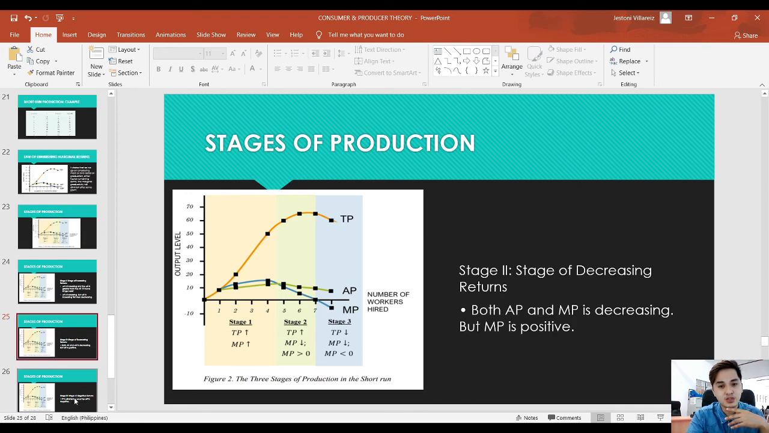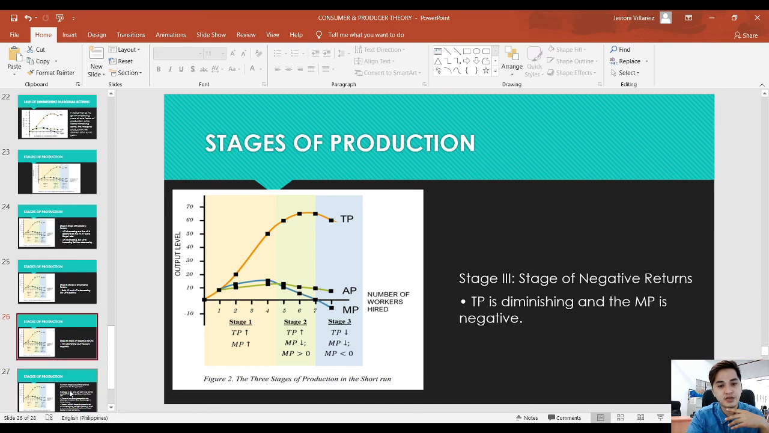Now at stage 2, our total productivity is slowly increasing until it reaches its maximum. And then our AP and MP is continuously decreasing. But still, positive pa ang iyahang result.